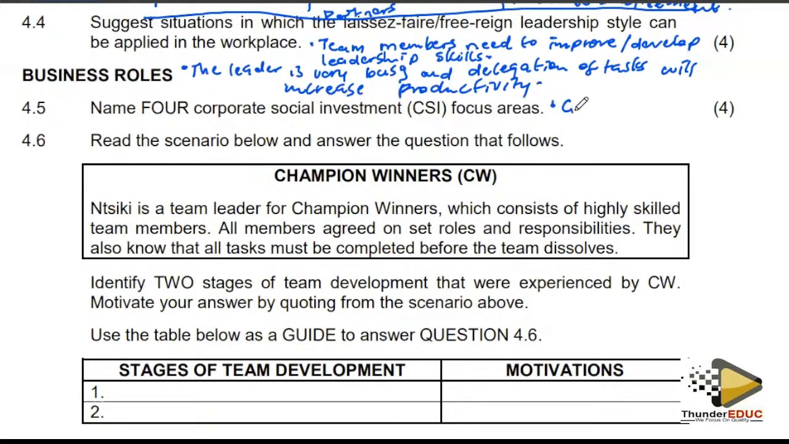Area: we have community. We have employees. We have environment. Number four, we have rural development.